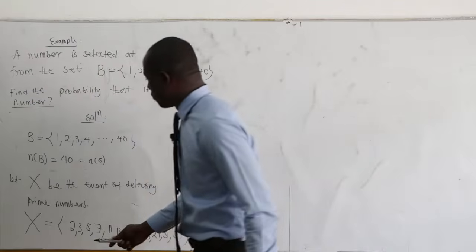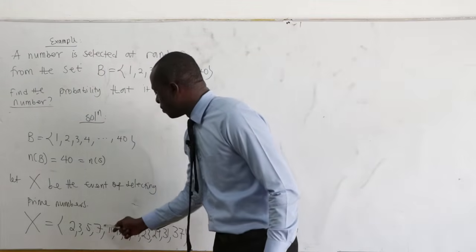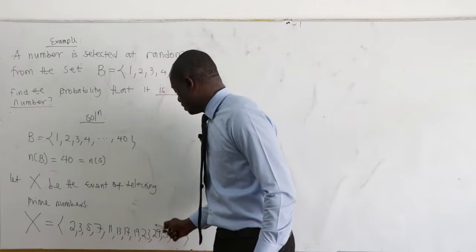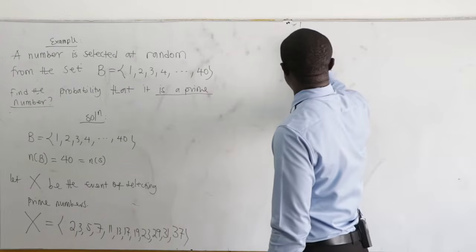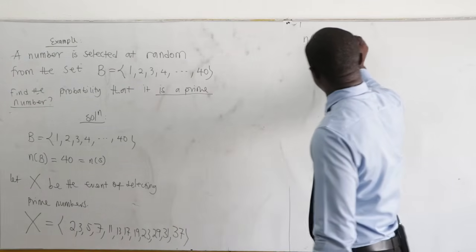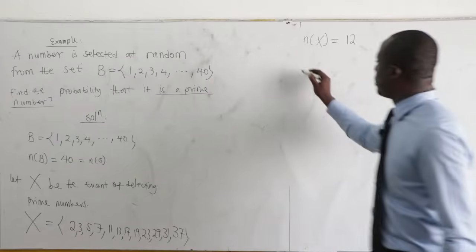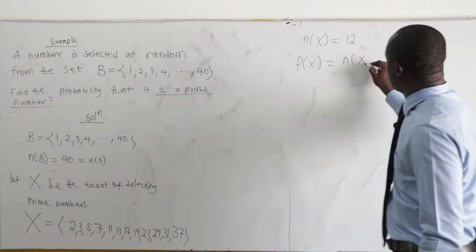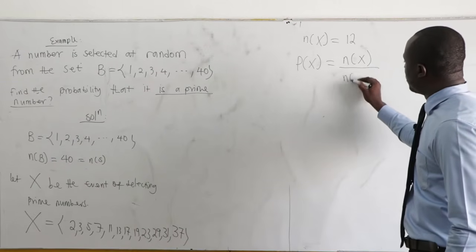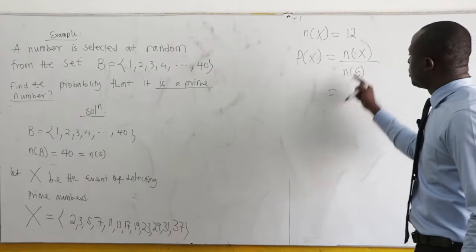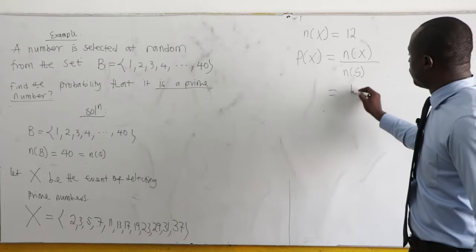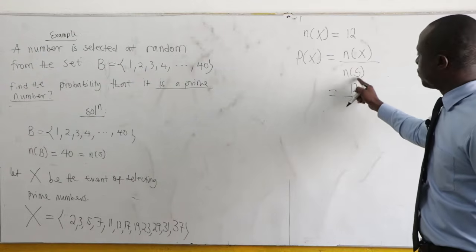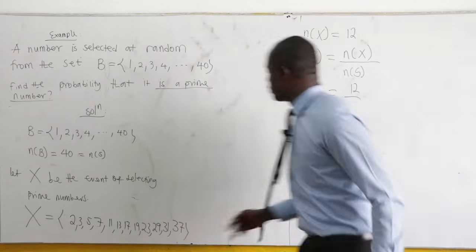So what is the number of events? 1, 2, 3, 4, 5, 6, 7, 8, 9, 10, 11, 12. So the number of that particular event is 12. So the probability that the event X can occur is the number of events all over the number of sample space. Now, what is the event? That is 12. What's the number of sample space? We had it to be 40.